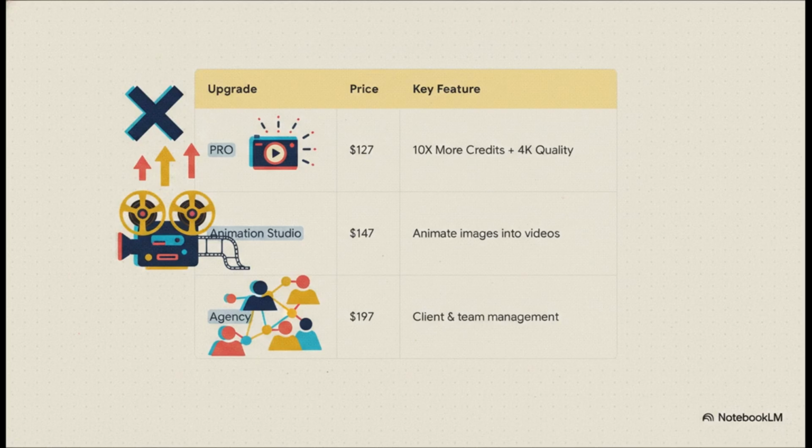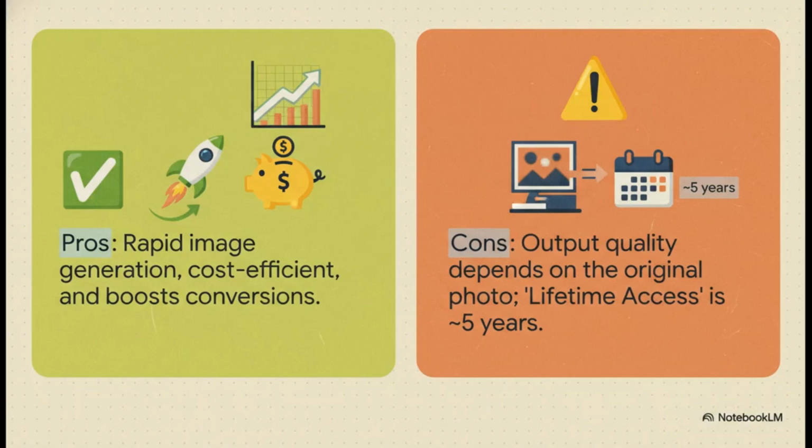The Pro version gets you 10 times more credits and that 4K quality. Then there's an animation studio, which sounds cool. It turns your static images into videos. And an agency version for people managing teams or clients, so you can start cheap and then scale up if you need to. Now for the really important stuff, the trade-offs.